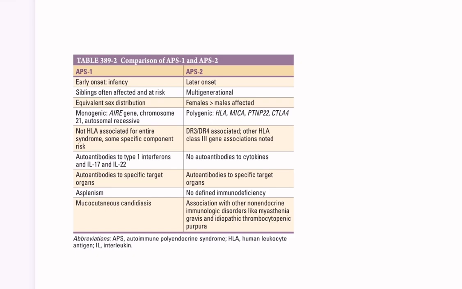Now, first of all, the first point, the onset of the disease. In APS1, it is infancy, while in APS2, it occurs in later ages. Now, I want you to remember one more point about APS2, that APS2 is common in females. That is, females are affected more than males. While there is no such predilection of any sex distribution in APS1. So it is an important point because in future they can ask questions like APS1 is common in females or males. So we have to remember that there is no such sex predilection in APS1.